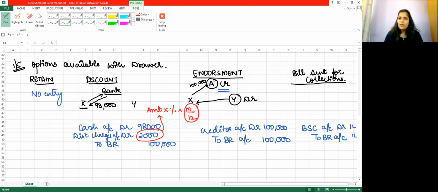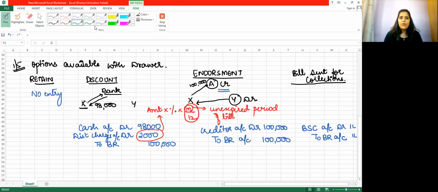And sometimes if the bill is discounted in between the period, then you will calculate the remaining days and do it. So please don't forget it. Or let's say this months can be replaced with the unexpired period of the bill. Okay, so now you will not forget.